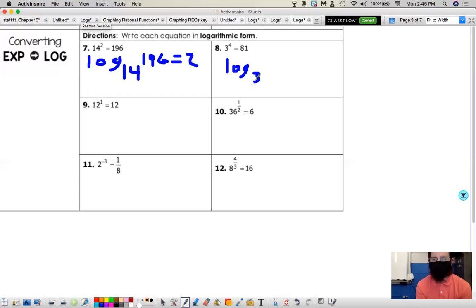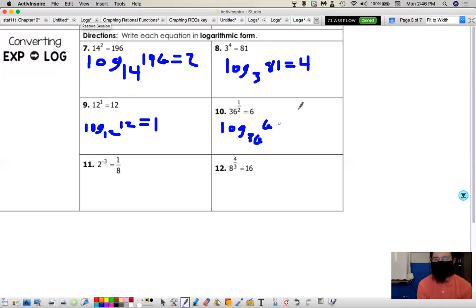Log base 3 of 81 is 4. Log base 12 of 12 is 1. Sure enough, 12 to the first power is 12. Log base 36 of 6 is a half. So notice here, if our base is bigger than our argument, we're going to have something that's less than 1 here. Now, I'm not going to the negatives because that would just indicate reciprocating.